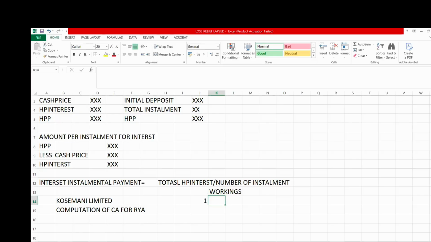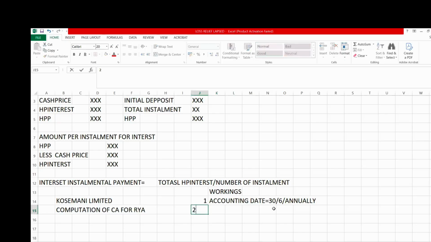We need to know the various information given to us, the various dates available. We need to know the accounting date. What is the accounting date of this company? From the question, we are told that the accounting date is 30th June annually.